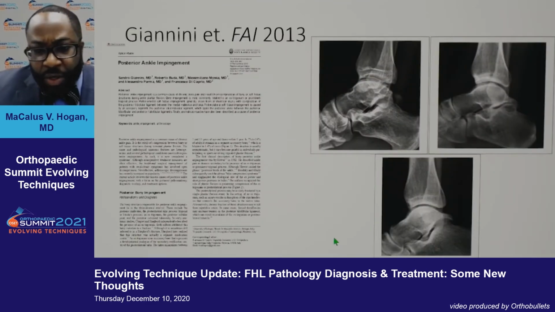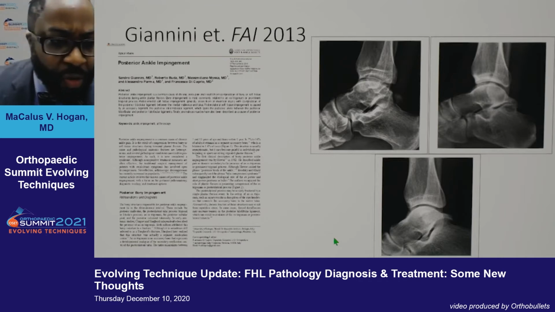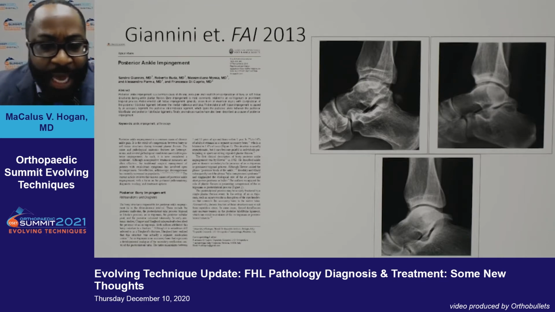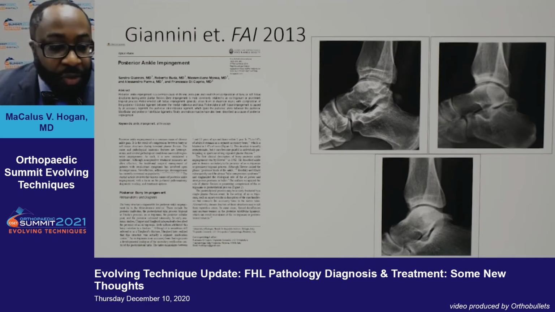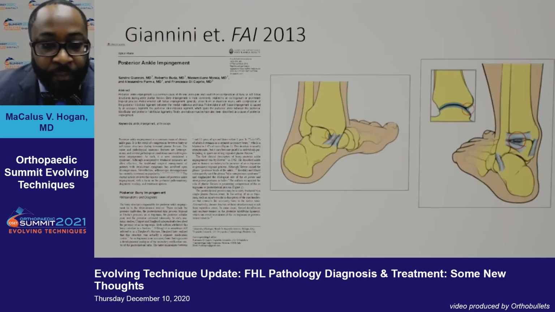For me, this is also a great study, a great review from Giannini's group looking at the posterior ankle impingement, much of which has been discussed here already, but understanding that variability and variation of posterior ankle pathology and also the different cystic formations that can exist in the posterior subtalar joint that also may impact the FHL.